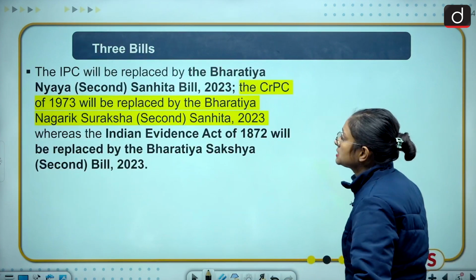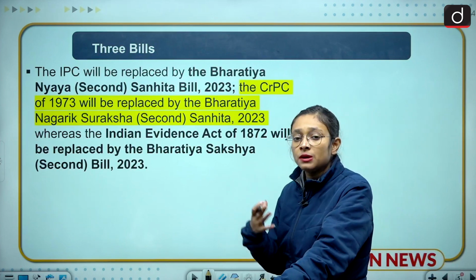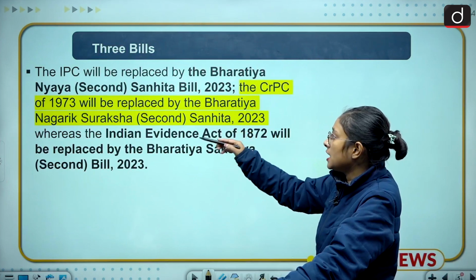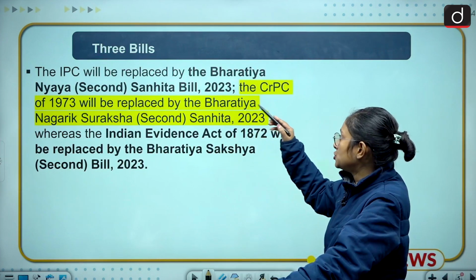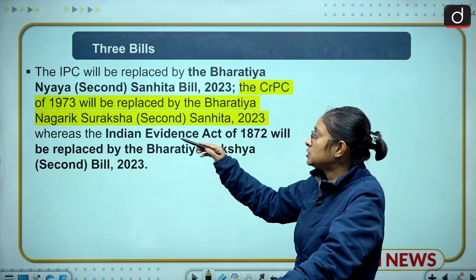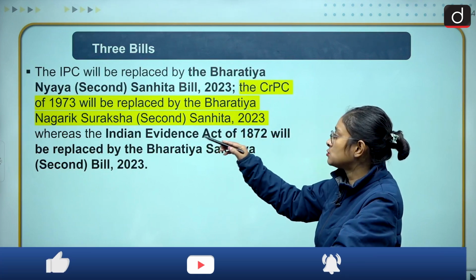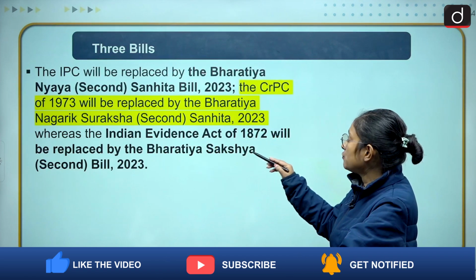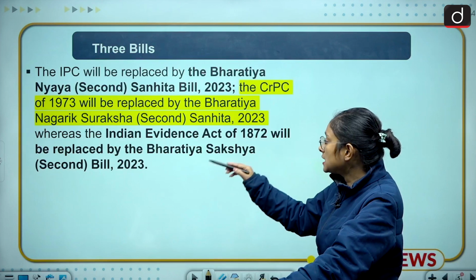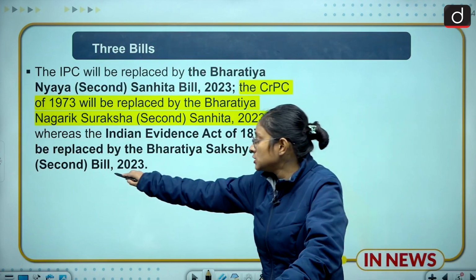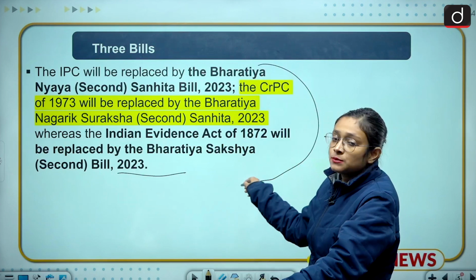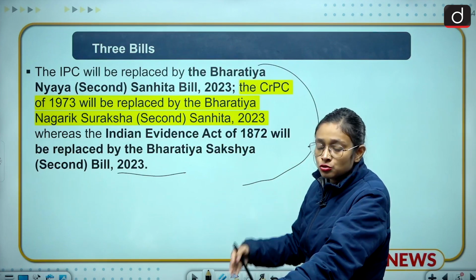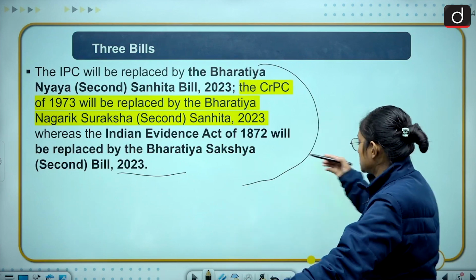So the first question is what the 3 bills are and what their new names are. The IPC will be replaced by the Bharatiya Nyaya Second Sanhita Bill 2023. The CrPC of 1973 will be replaced by the Bharatiya Nagarik Suraksha Second Sanhita 2023. Whereas the Indian Evidence Act of 1872 will be replaced by the Bharatiya Sakshya Second Bill 2023. In the prelims, they can ask which bill has replaced which law, so you should know the answers. These things are very important.